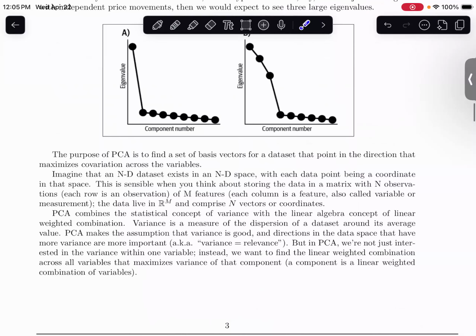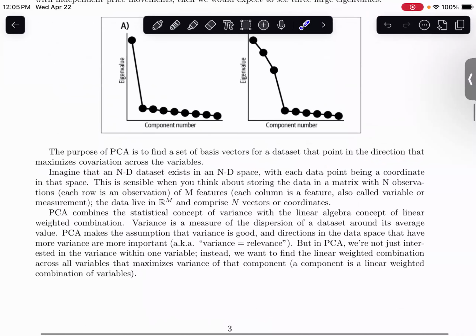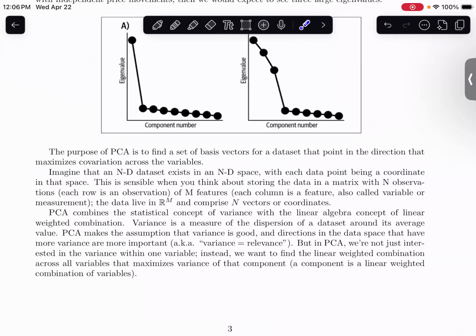And so the purpose of PCA is to find a set of basis vectors for a data set that point in the direction that maximizes covariation across the variables. So we're thinking the more variance, the greater the amount of relevance that you have. So you're kind of redefining your coordinate axes so that they maximize the variance, in a sense. I'll say more about this later on. But just the set notation.